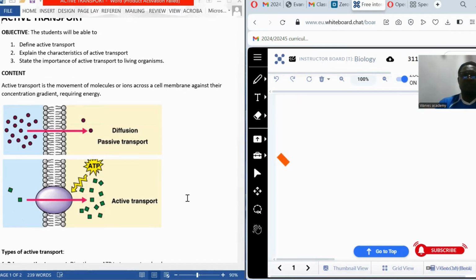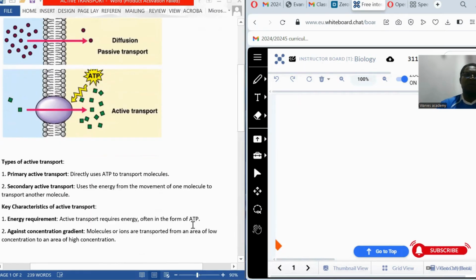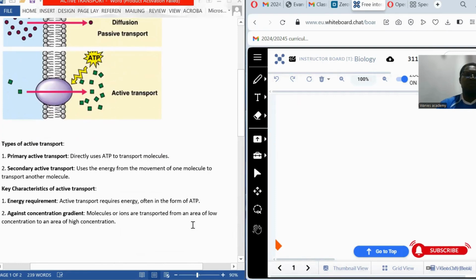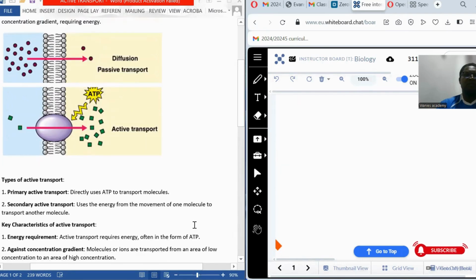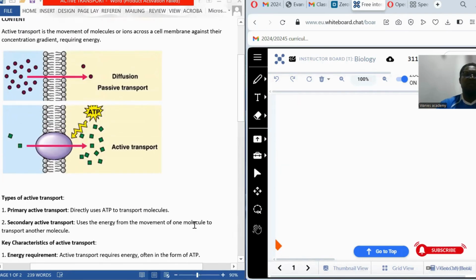Of course, we know diffusion is the movement of molecules from a higher concentration to that of lower concentration. While in osmosis, materials or liquid substances move from a region of lower concentration to that of higher concentration, or from a region of higher to that of lower concentration through the use of a selectively permeable membrane. So there's a barrier to the movement of molecules in active transport caused by a selectively permeable membrane.